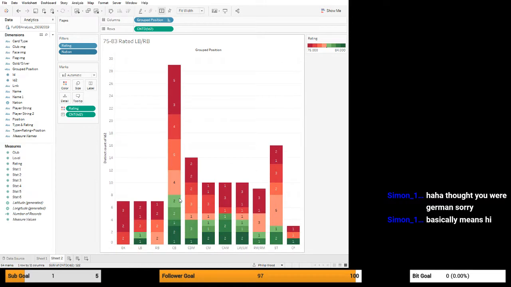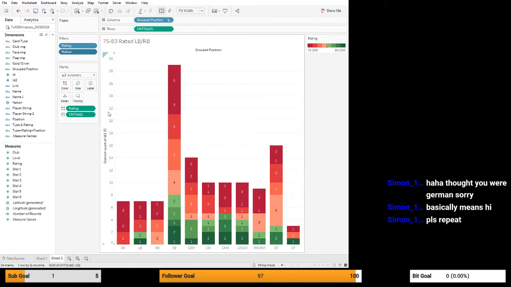Picture looks a bit more spread out in Germany. Is that Germany? Brazil? I forgot what I clicked on now.